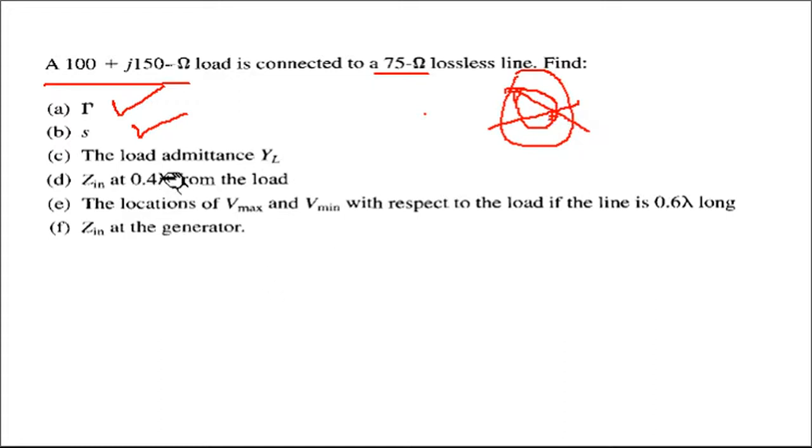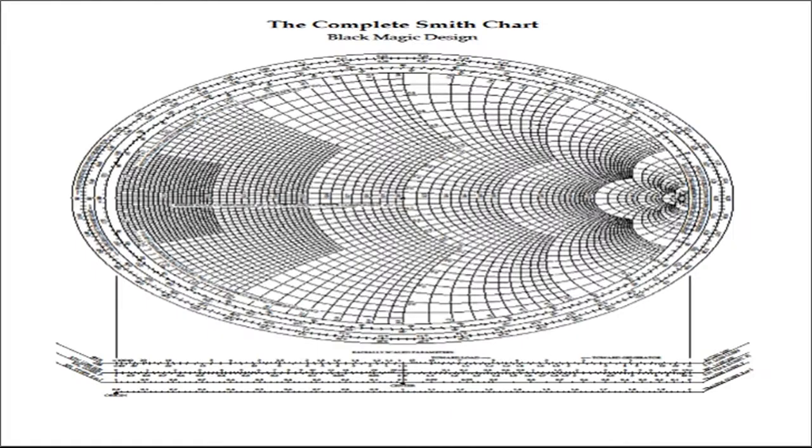Zin at 0.4 lambda. Lambda corresponds to 720 degrees. So 0.4 times 720, whatever value of degrees you get. So from Zin to the load, then Vmax and Vmin. So the last point I will tell you, Vmax and Vmin, which I couldn't cover in the initial numerical.